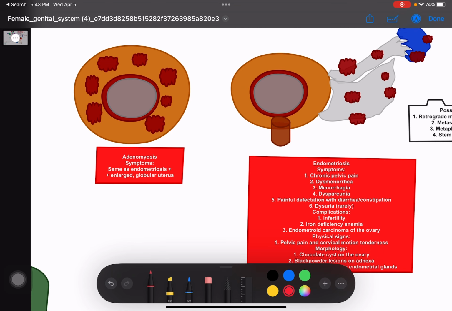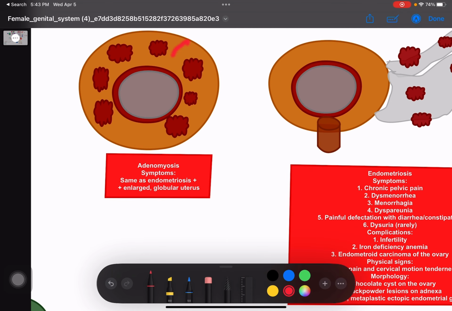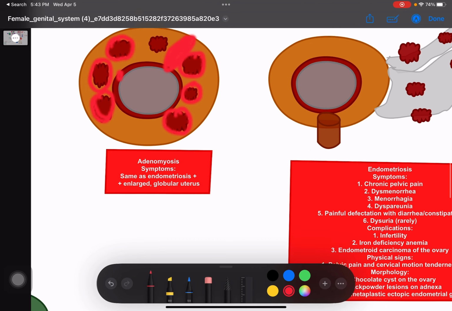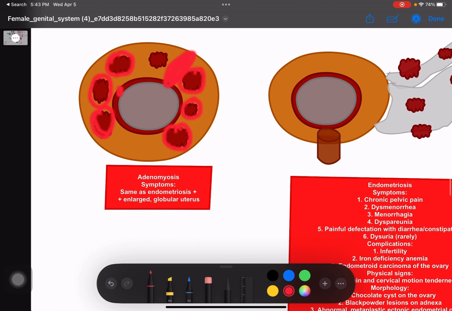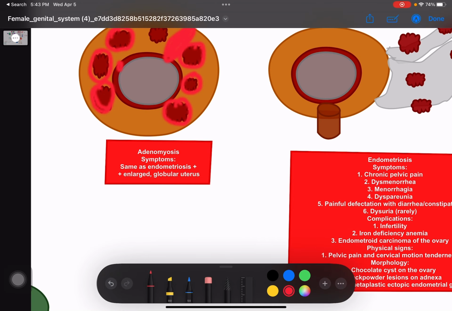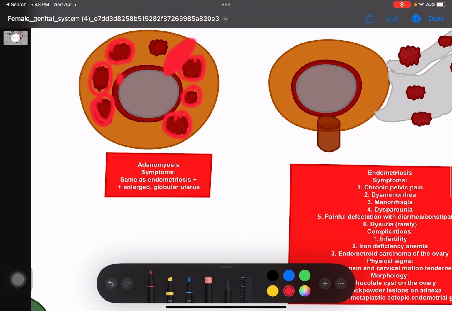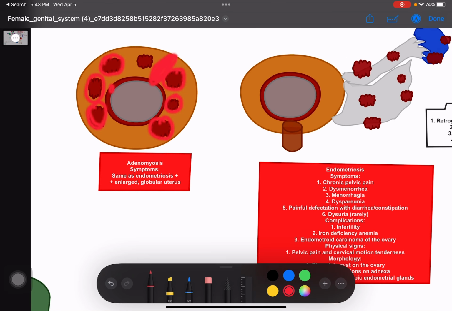So in adenomyosis, you can see in the myometrium, the muscular layer of the uterus, there are endometrial tissues here, right? Those are inappropriately aligned in the myometrium. Usually they have to be here, but somehow they differentiated and migrated to the myometrium. So adenomyosis is always endometrial tissue confined in the myometrium.